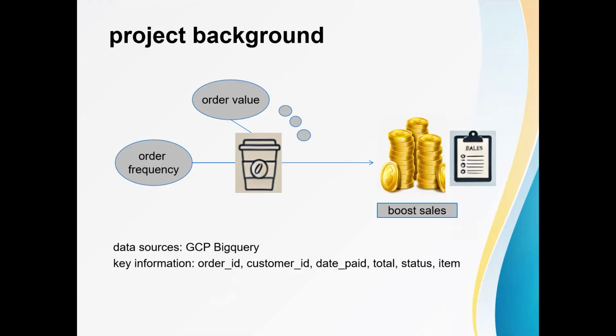Date paid helps us understand the timing of orders, and total represents the total amount spent in each order, and status tells us whether the order was completed or cancelled, and items help us identify the items purchased in each order.